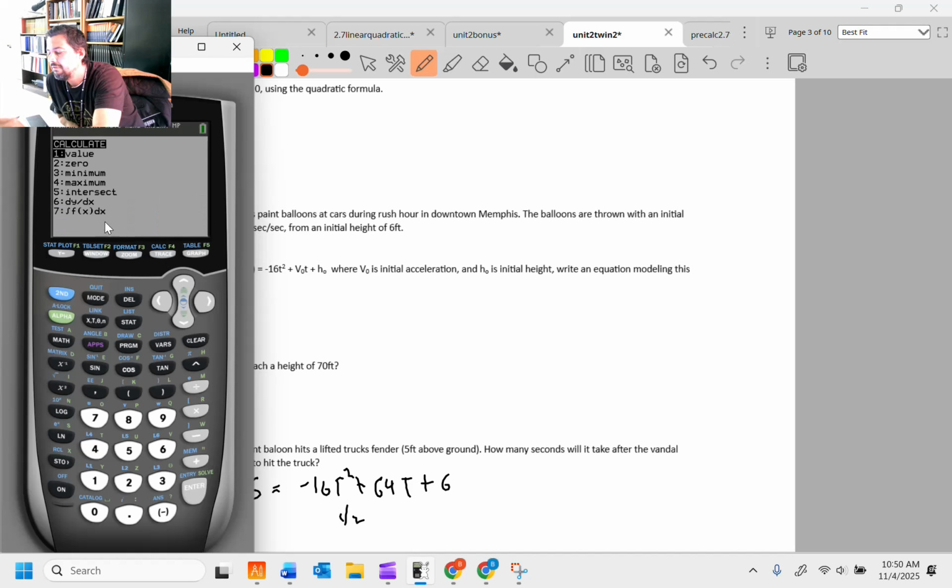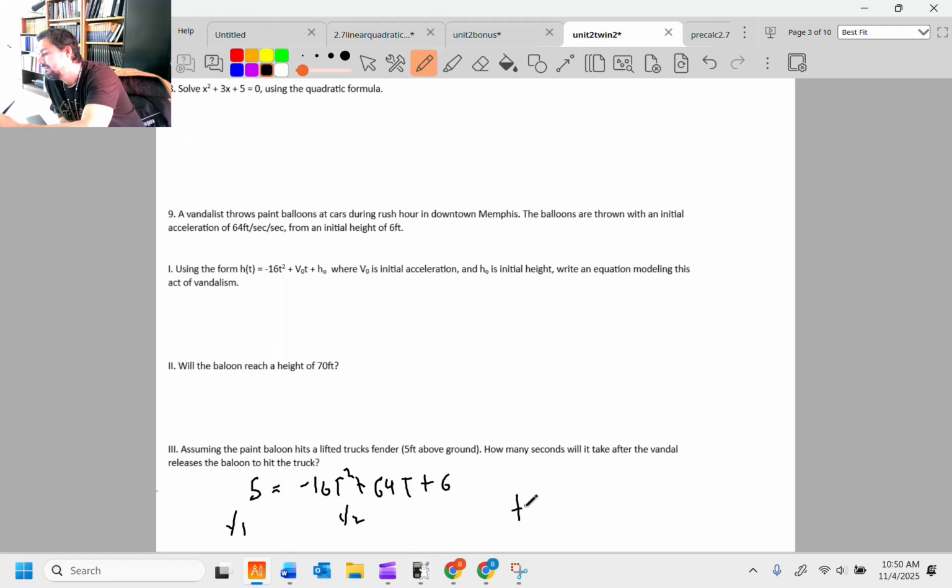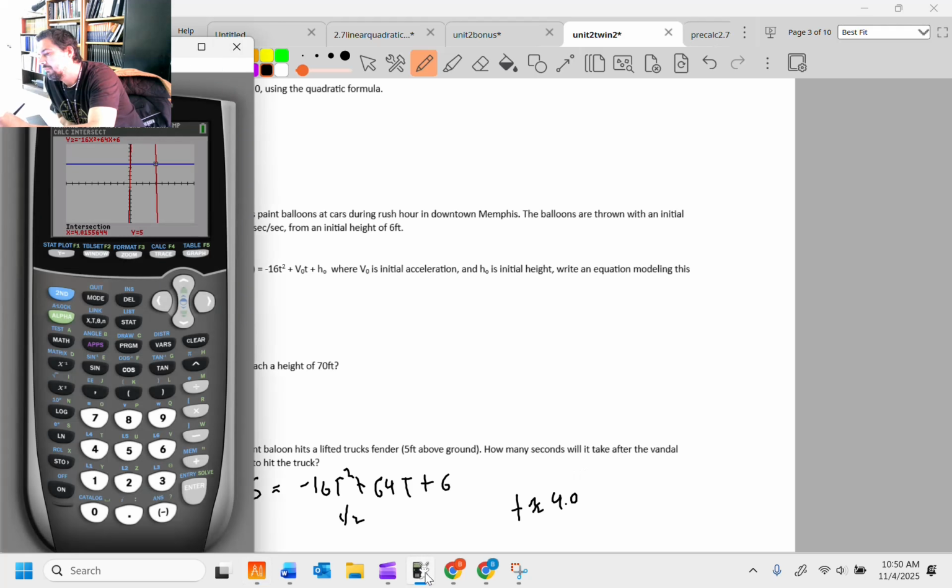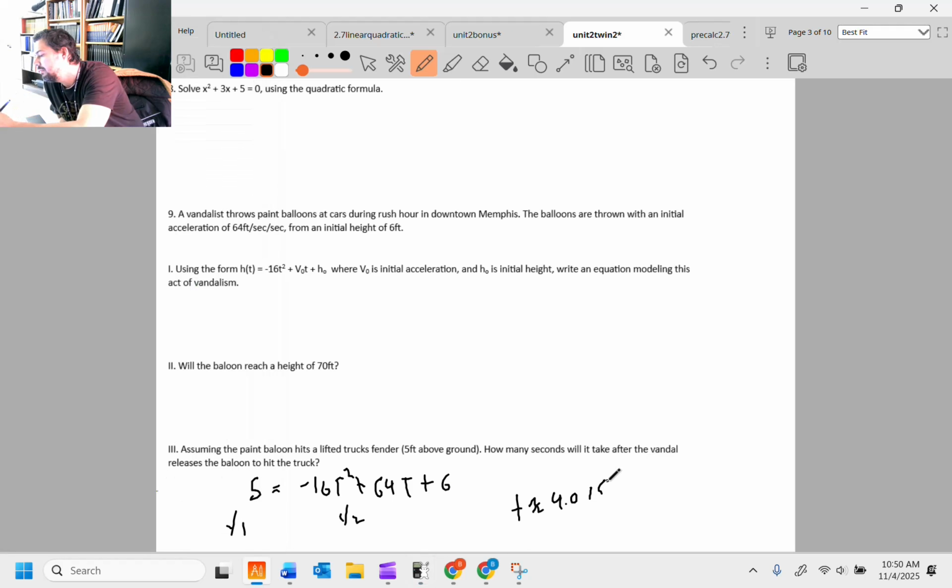trace 5 for intersect. Take your little cursor and get her in the neighborhood of that intersection, and press enter 3 times: once, twice, thrice. And there you go. It's about 4.01556 seconds. That's too many: 4.0156, 4 decimal places. Seconds.